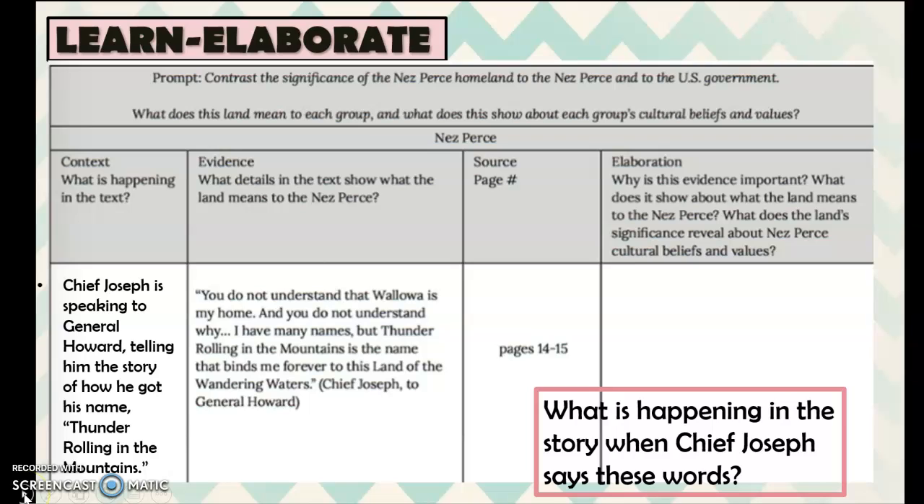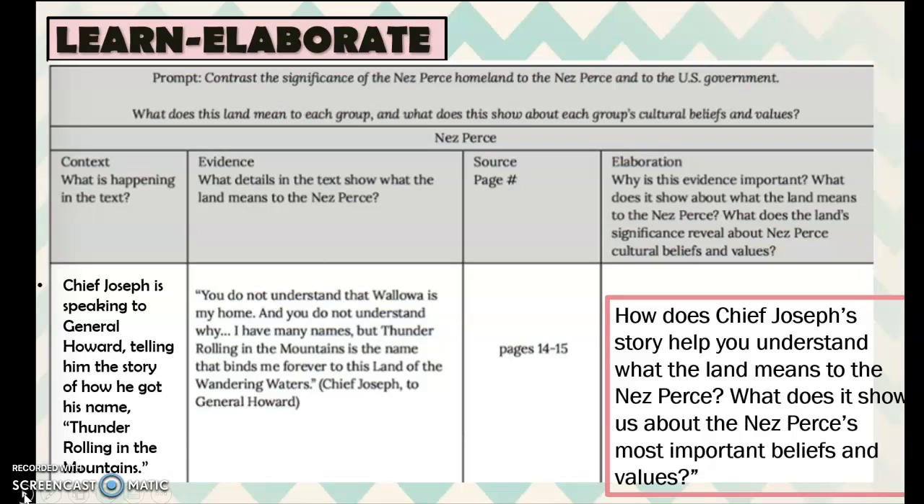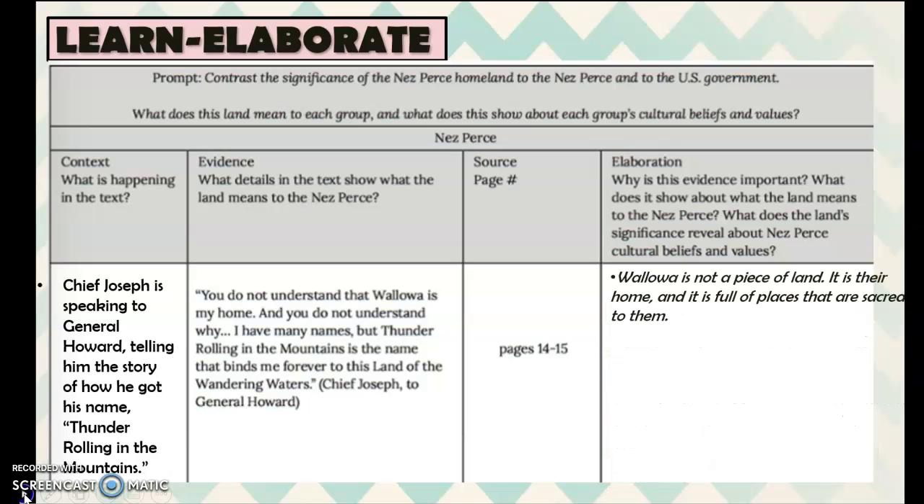Now I have to elaborate on this piece of information. I know that this is what's going on. I can picture it in my head. Chief Joseph is speaking with General Howard. They're talking about why this land is important to him. So how does this piece of evidence tell me about their beliefs and values? What does Chief Joseph's story help me understand about what the land means to them? How does it show the most important beliefs and values?